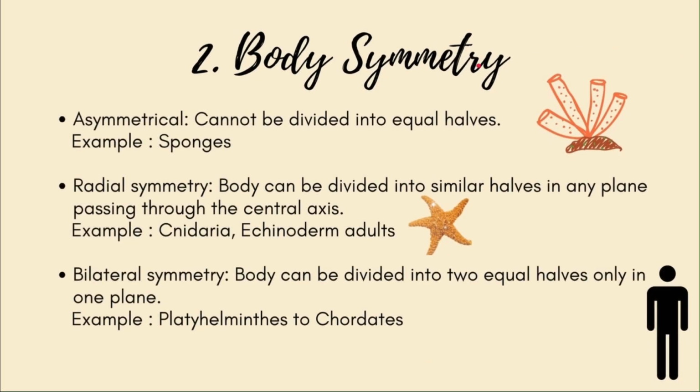Symmetry refers to how the body can be divided into identical parts. Asymmetrical animals like sponges have irregular body shapes. Radial symmetry, seen in hydra and starfish, means the body can be divided equally in several planes around a central axis. Bilateral symmetry, found in earthworms and humans, means the body can be divided into two equal halves only through one plane. This is the most advanced type of symmetry, allowing streamlined movement and better organ placement.